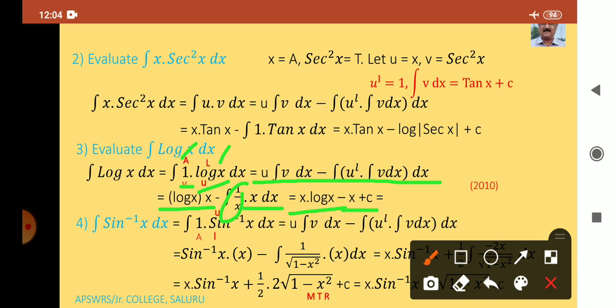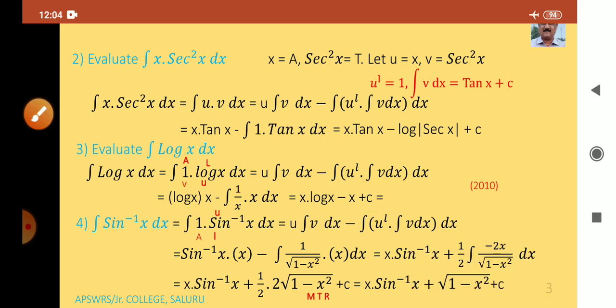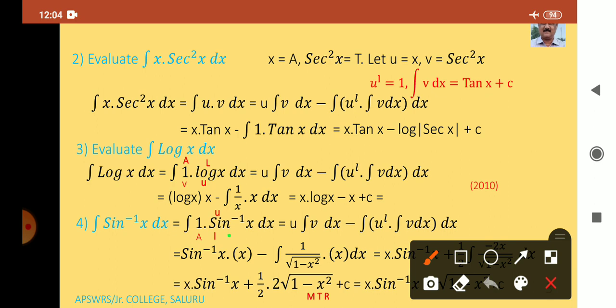Okay. Now integral sin inverse x dx. Here also you write sin inverse x as 1 into sine inverse x. Here sine inverse x is an inverse trigonometric function, so that is I. 1 is an algebraic function, so that is A. In LIATE, I is before A. So you put I as u. I means sine inverse x as u. So u is equal to sine inverse x and v is equal to 1.